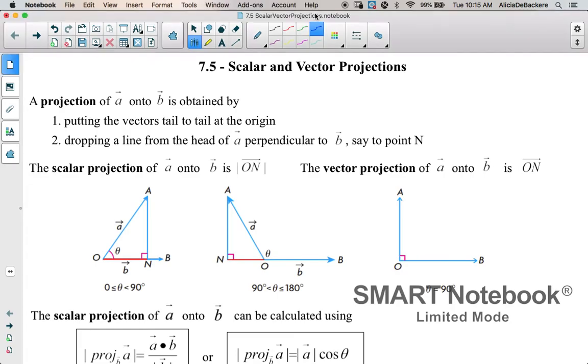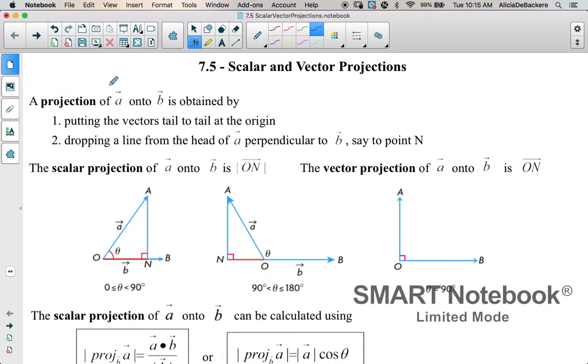Okay, welcome to lesson 7.5. We're going to talk about scalar and vector projections in this lesson. And if you've taken physics before, you've probably talked about projections in the context of work being done. We're going to look at that in a future lesson as well. But here we're looking at the math behind projections.